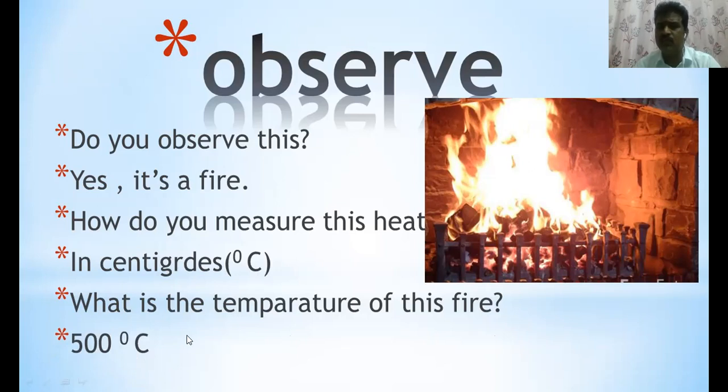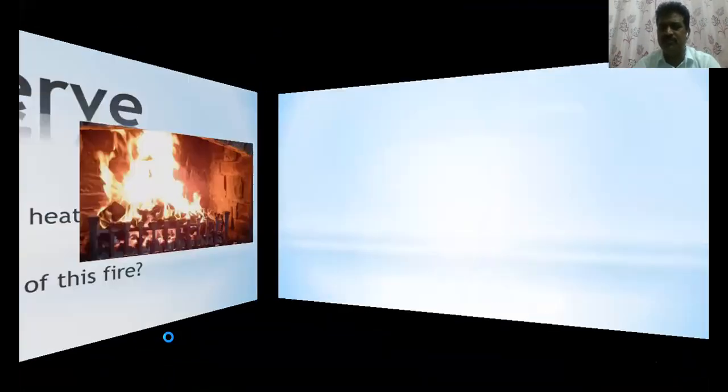Correct or not? Once again, I repeat, if you observe this photograph, it's a fire. This fire can be measured in centigrades. We can call that heat is a temperature. So the temperature of this fire is maybe 500 degrees centigrade. I'm not telling you exactly 500 degrees centigrade. It may be 500 degrees centigrade, isn't it? Let us go to the next observation.